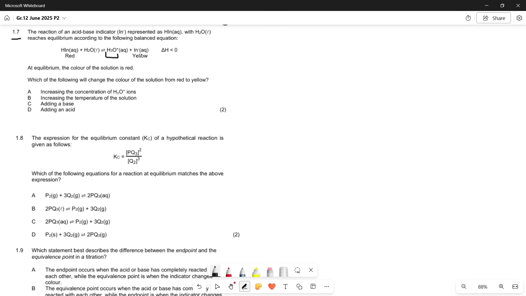And then we have our In minus, and that is yellow. When that is yellow, it means we have more of our basic solution. Considering this is an acid, this is a base, this is our conjugate acid, and this is our conjugate base. And then we have delta H over here is less than 0, which means that this is an exothermic reaction.